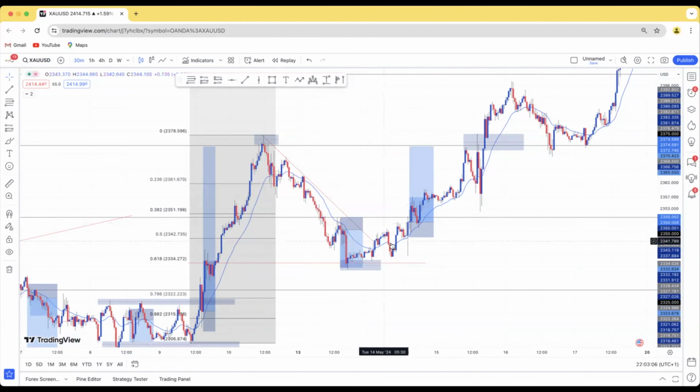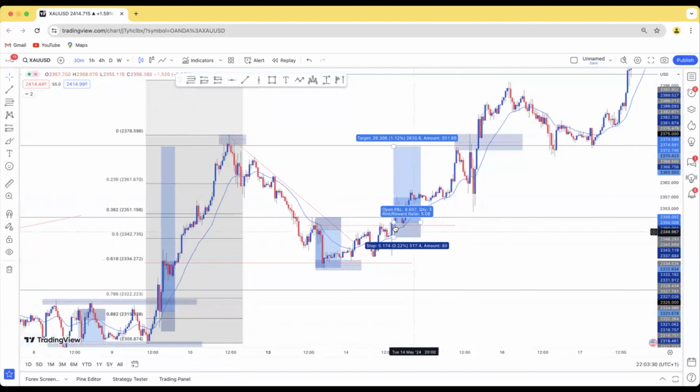Now these are the first buyers here. The second buyers will take place after we have a shift in market structure. So let's identify the shift in structure. This is the last bearish structure here. The moment we have a shift in structure by this candlestick, we can have a breakout and then a pullback.